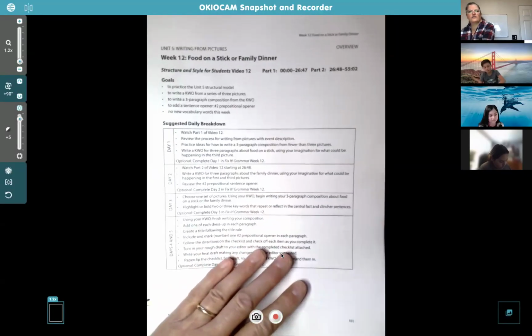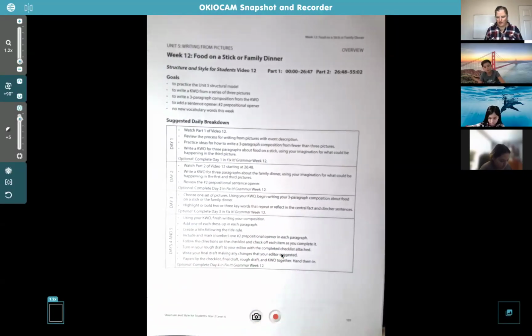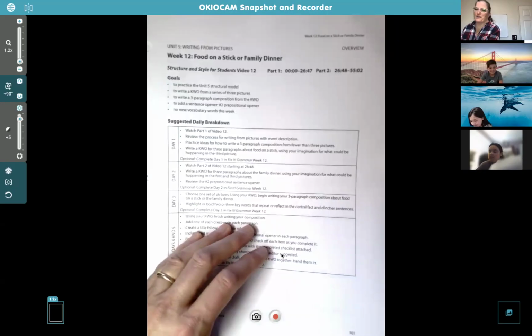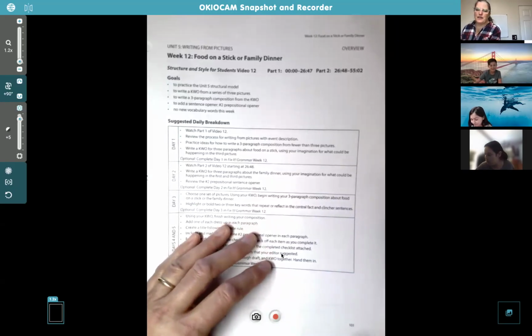And it's called Food on a Stick or Family Dinner. Two weird titles. Food on a Stick. I guess Family Dinner doesn't sound too weird, but Food on a Stick. You've probably heard of Hot Dog on a Stick before. Actually, a food on a stick doesn't sound that weird because what about a kebab? Oh, yeah, that's true. Bob. Bob, hey, kebab.